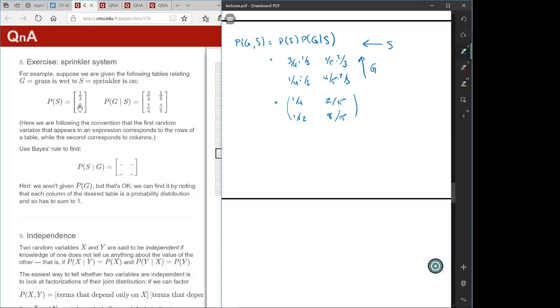Now, we want P of S given G, so here we have S on the columns and G on the rows. Here we would like S on the rows and G on the columns to match with a convention that the first variable goes on the rows and the second on the columns. So to do that, we just swap, right?